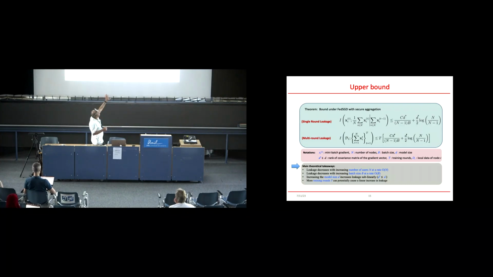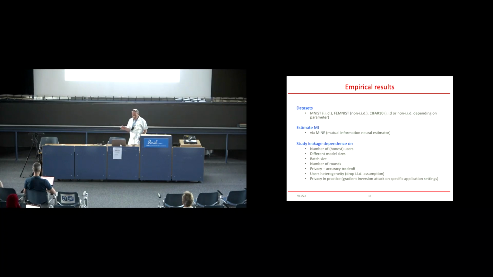So what are the takeaways from this bound? Number one, you can see them here at the bottom. As you increase the number of users, leakage goes down almost linearly. You increase the batch size, leakage goes down almost linearly. You have a larger model, there is more leakage. You have more rounds, there is more leakage, linearly. These are the high-level takeaway lessons from the analysis.